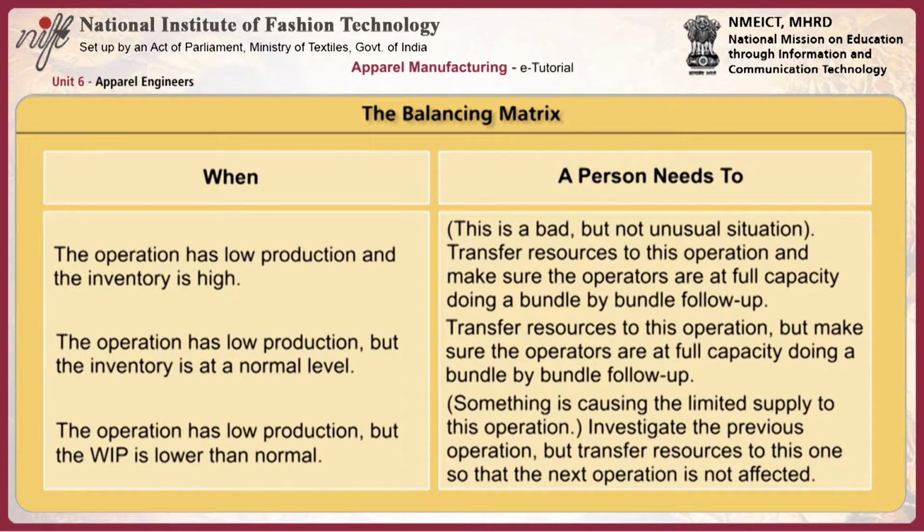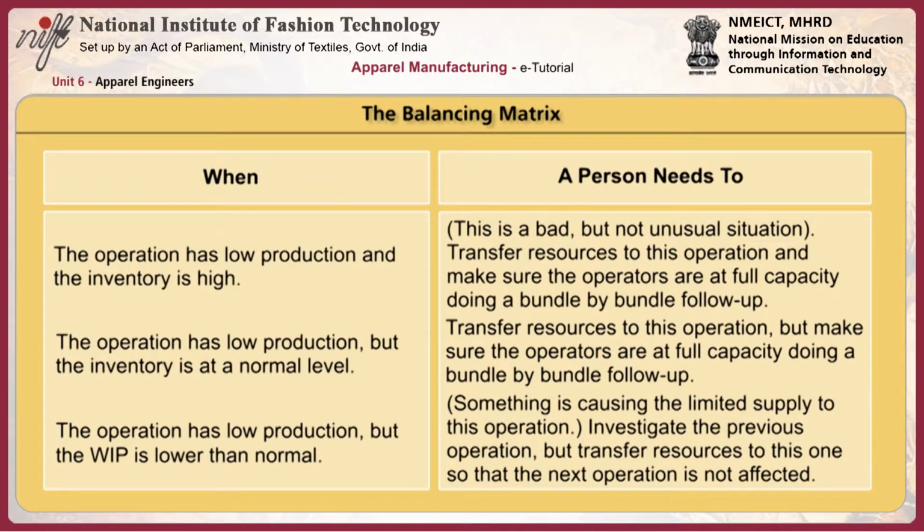This table explains what needs to be done for a particular situation. When the operation has low production and the inventory is high, it is a bad but not unusual situation. Transfer resources to this operation and make sure operators are at full capacity, doing a bundle by bundle follow-up. When the operation has low production but the inventory is at a normal level, transfer resources to this operation. Make sure that operators are at full capacity doing a bundle by bundle follow-up.